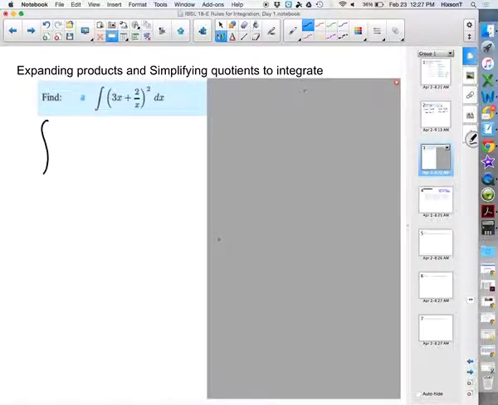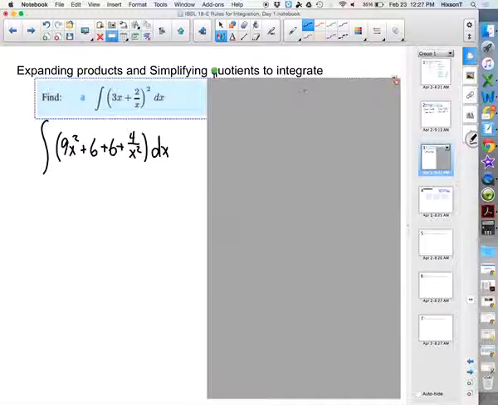So I'm going to take the integral of what? What would I get if I FOIL this? 9x squared, plus 6, plus another 6, plus 4 over x squared, right? When you FOIL it, why is it 6 plus 6 in the middle? Because you get the outers and then the inners. 3 times 2, okay. You'll get 2 6s there.